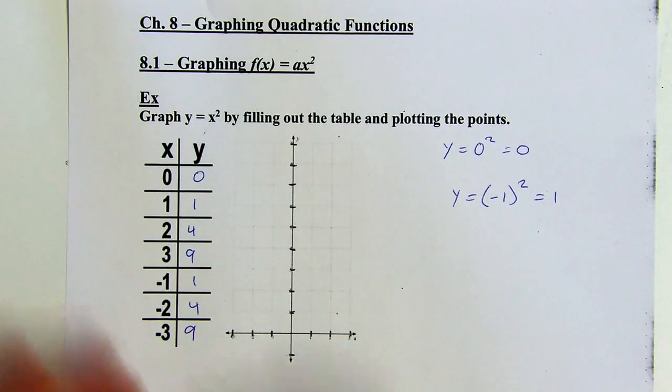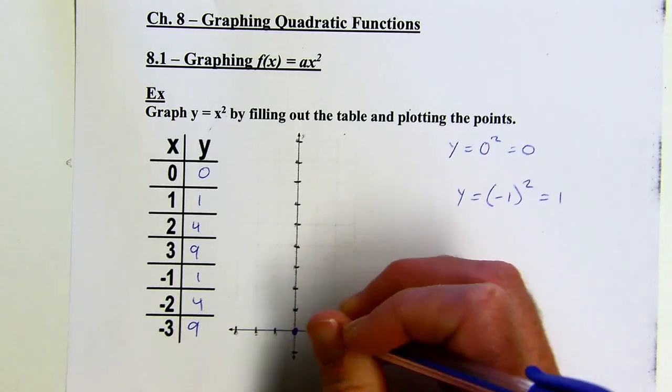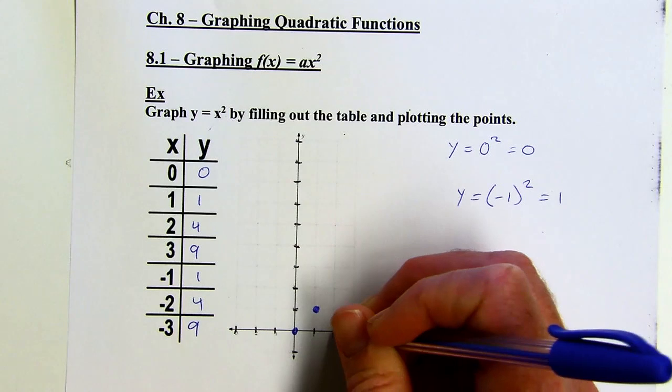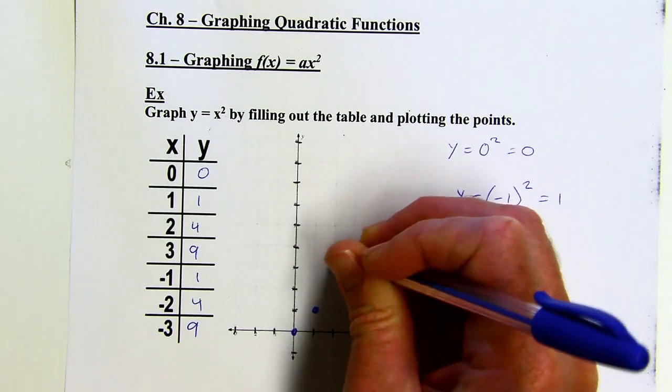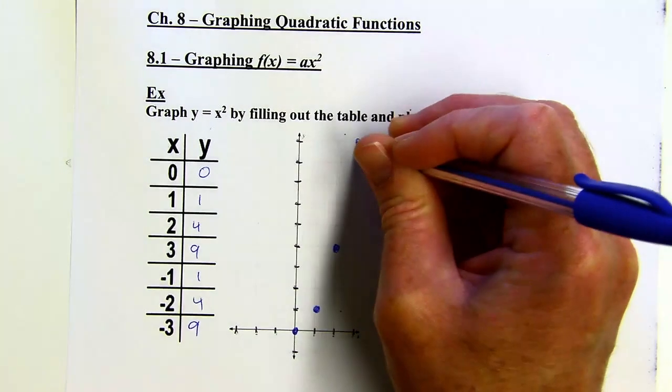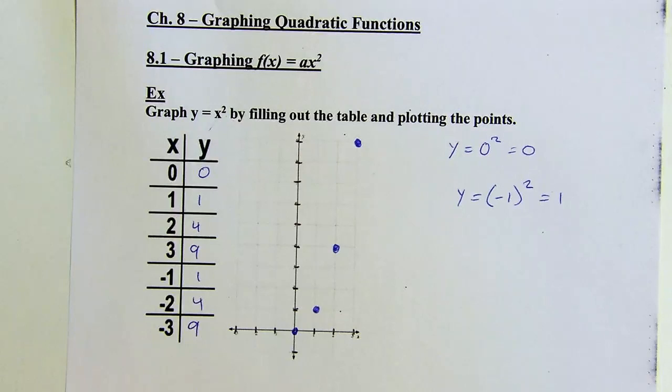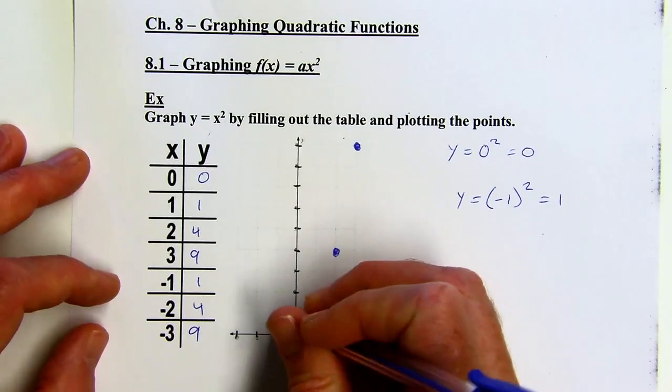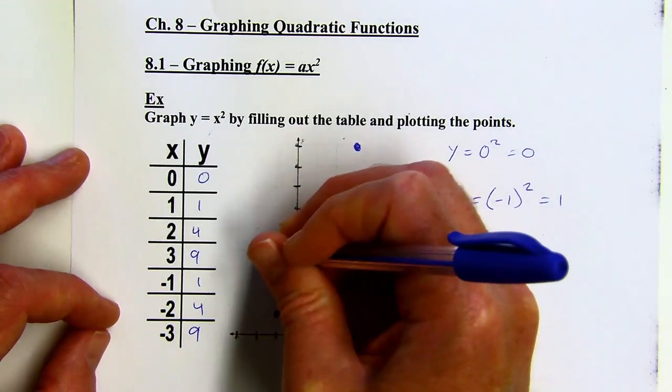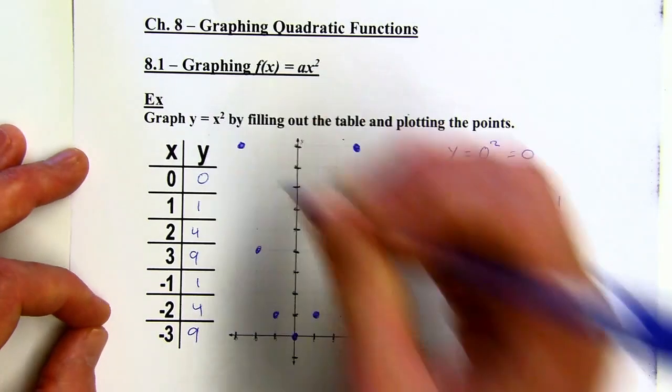Okay, so let's plot these points. We got 0, 0. We have 1, 1. 2, 4 is going to be right here. 3, 9 is going to be in the very top right corner of this graph. Okay, and then we got -1, 1. -2, 4. And -3, 9 is in the top left corner.